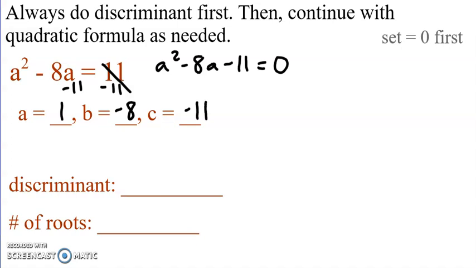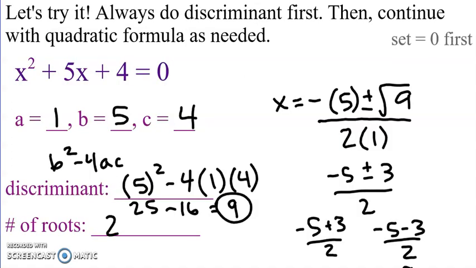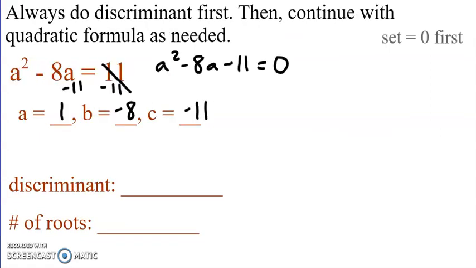Notice how this equation had an a instead of an x. Our previous one had x. That's typically what we see. Just because there's a different variable in there doesn't change any of the steps we need to do. All right, so we got a, b, and c.